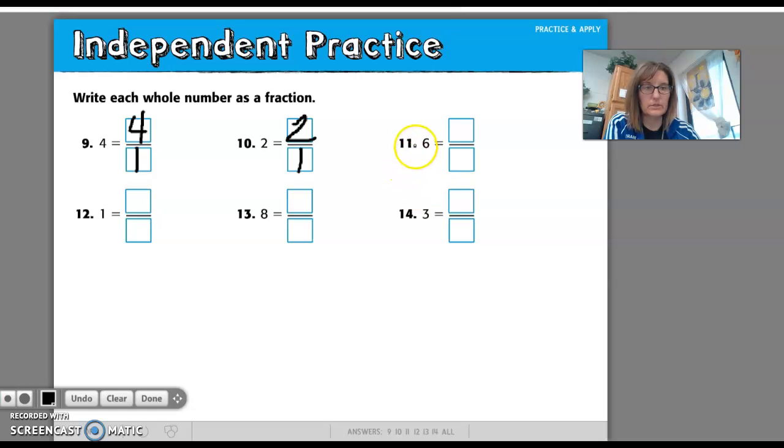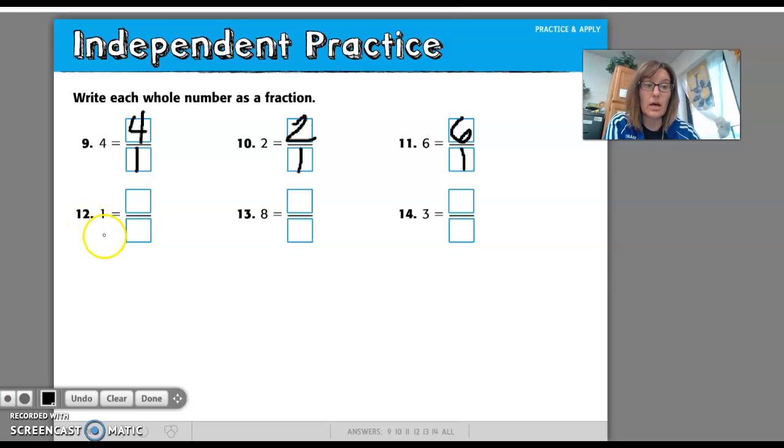If we continue this, think about what this next one might be. This is the number 6, 6 wholes. Where would the 6 go in our fraction so that it will still be 6 wholes? Yes, that's right. It's the numerator. 6 wholes, trapezoids that are not cut. Now we have one whole.